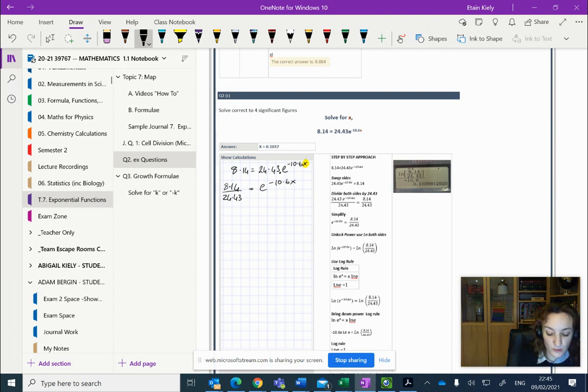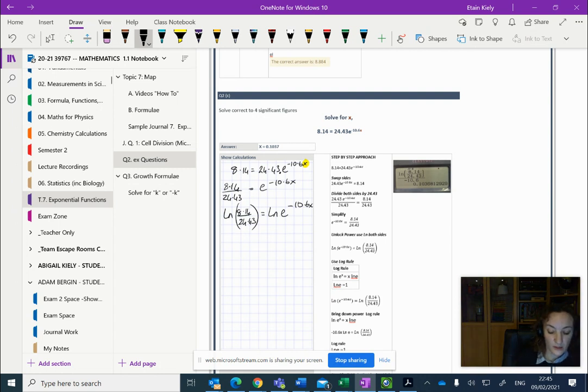Now, in the previous example, what we showed was the only way to unlock a power is to get the log. So we're going to have to get the log of both sides here. In this case, it'll be the natural log of 8.14 all over 24.43. And we're going to do the same to this side. The natural log of e to the minus 10.6x.